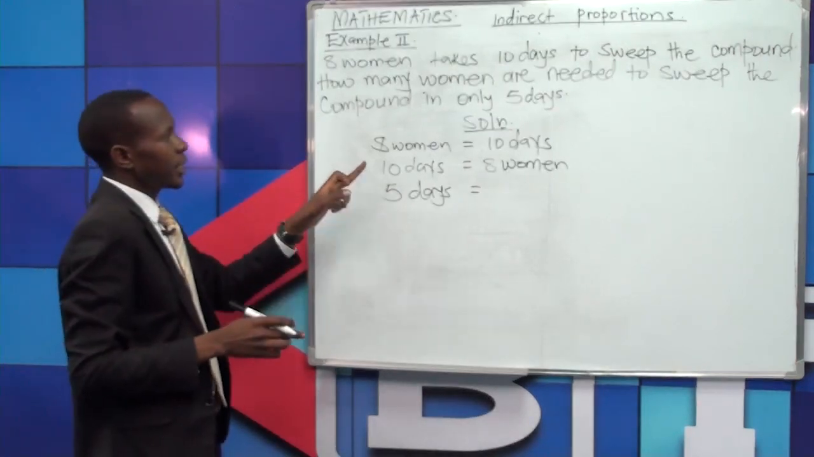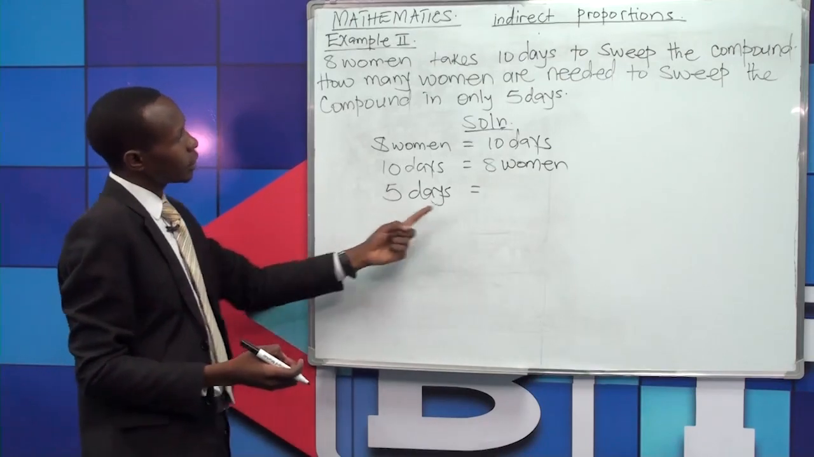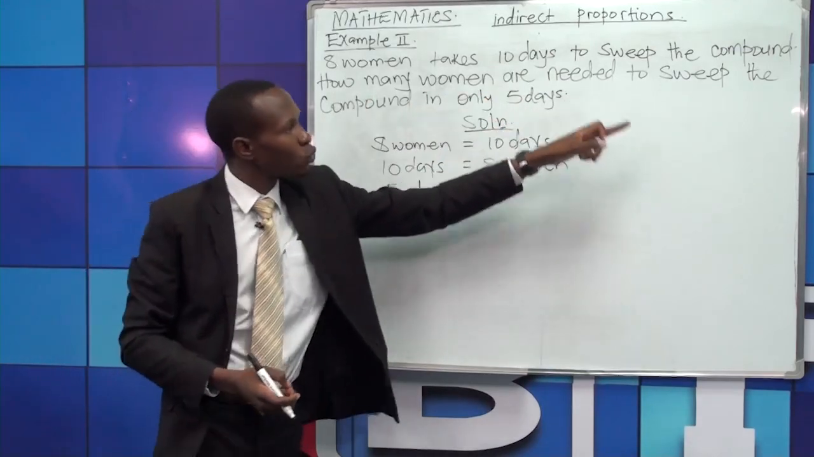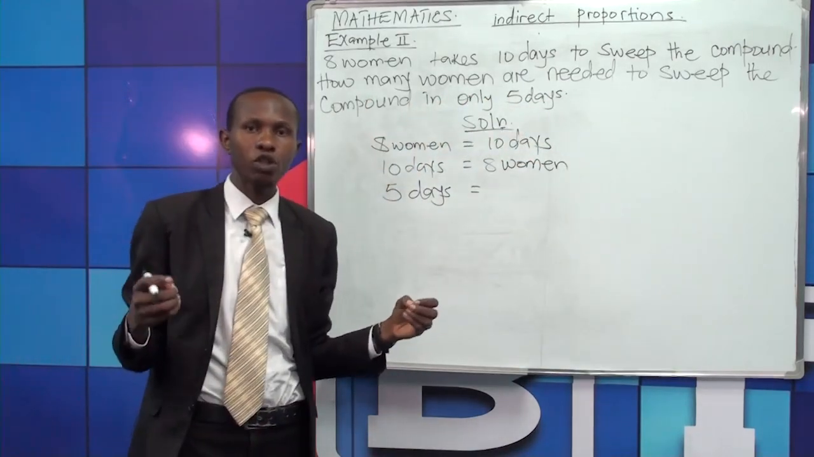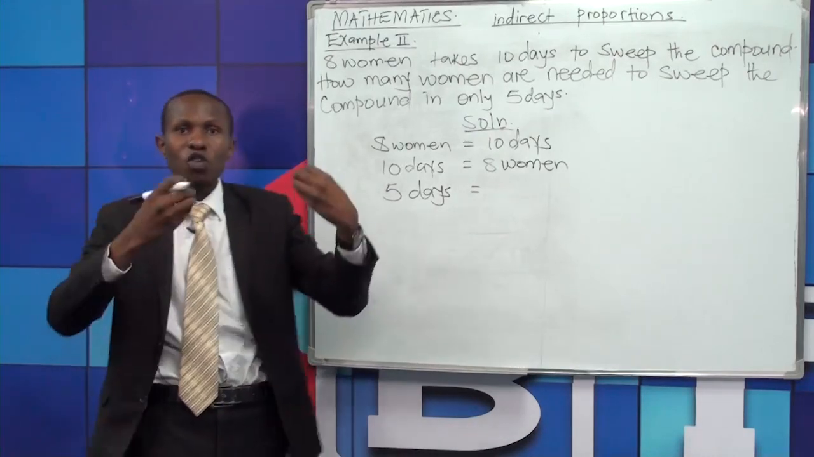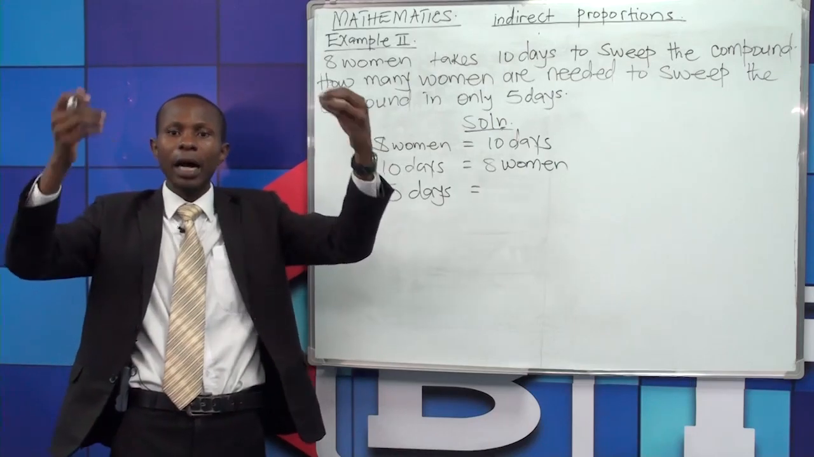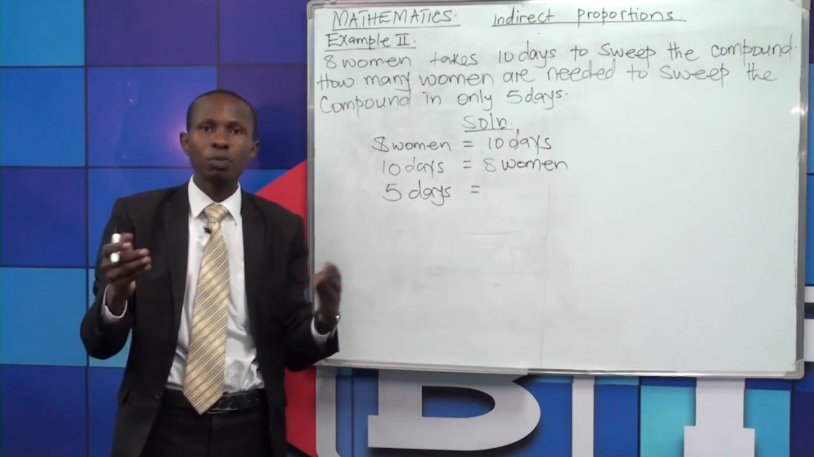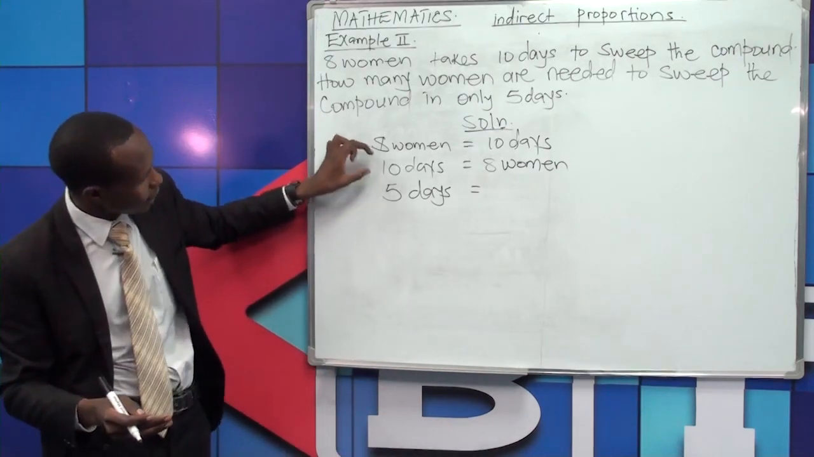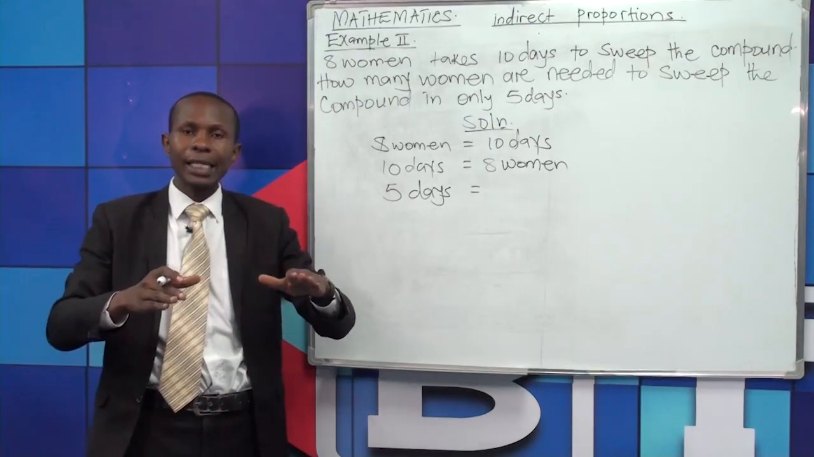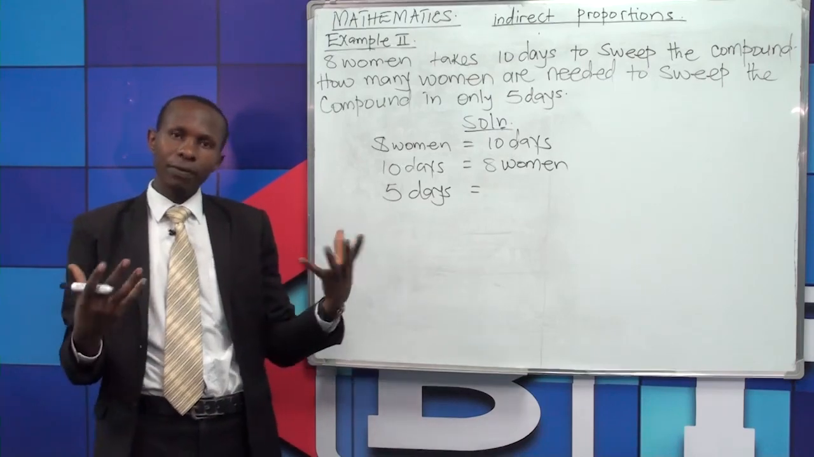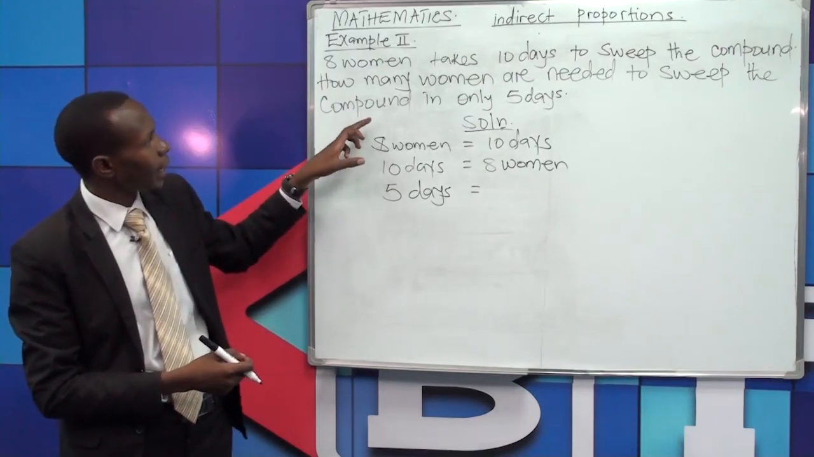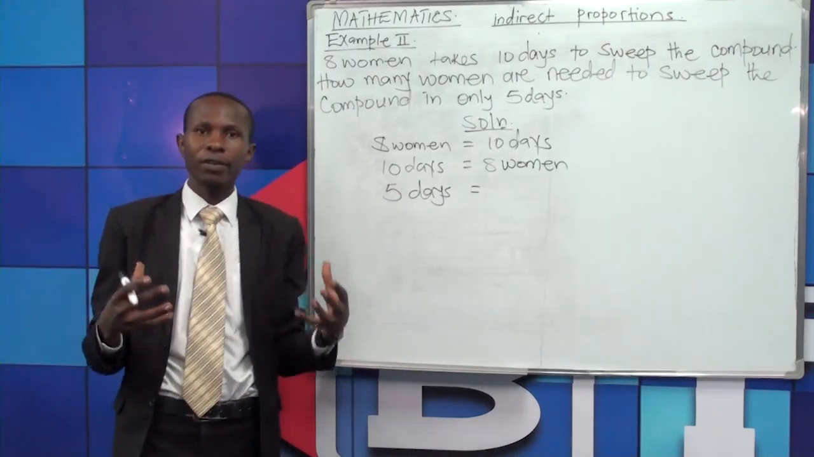If 10 days is giving us 8 women, what about 5 days? Because 5 days is what has been asked for in the question. How many women are needed to sweep the compound in only 5 days? It means this time around, you need to add on employees. You have to add on more such that you can get your work done in a short period of time. When you compare 5 days and 10 days, you realize that 5 days is less than 10 days. So it means you'll need more workers before your work is completed within the period of 5 days.